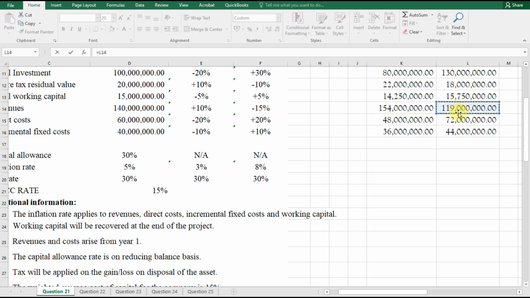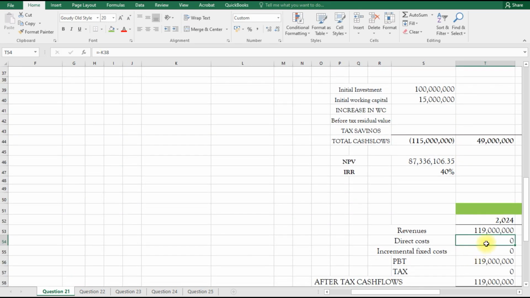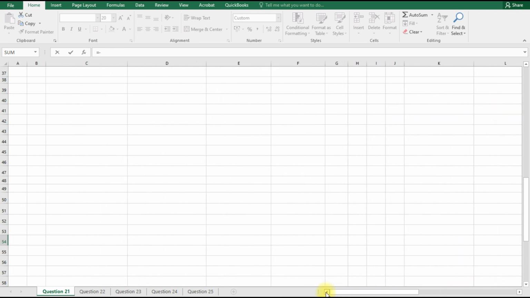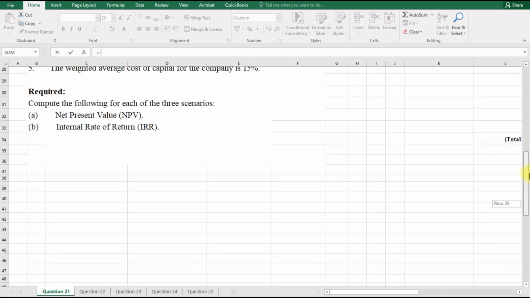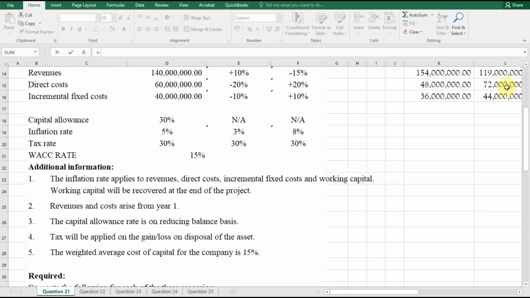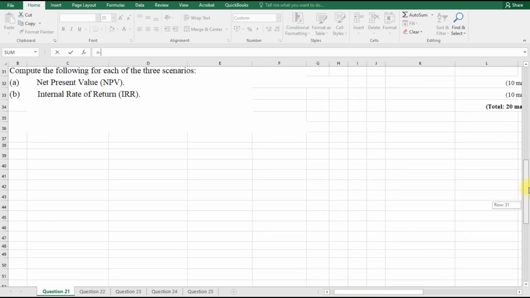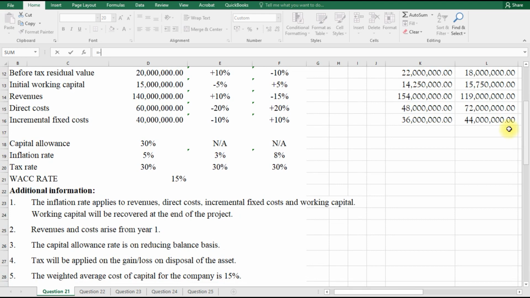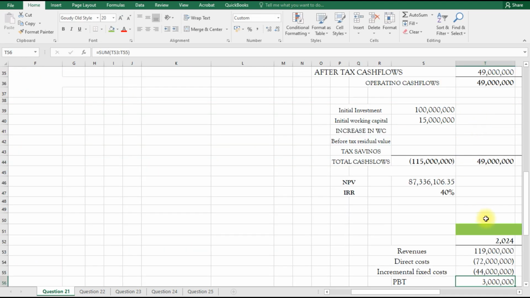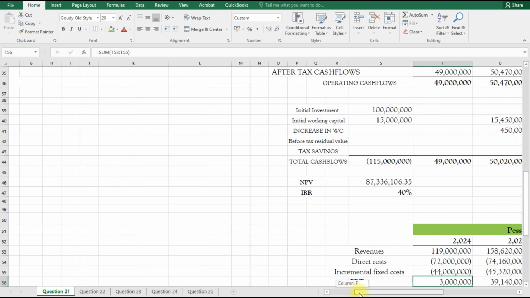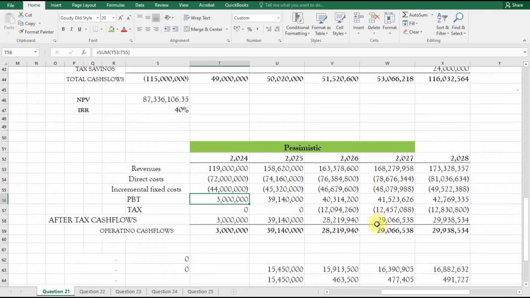So revenue was 119. Our direct cost, I'll just adjust this. Our direct cost was this, and our fixed cost, go back. Yeah, our incremental fixed cost was 44. I believe so. We can work now with that.